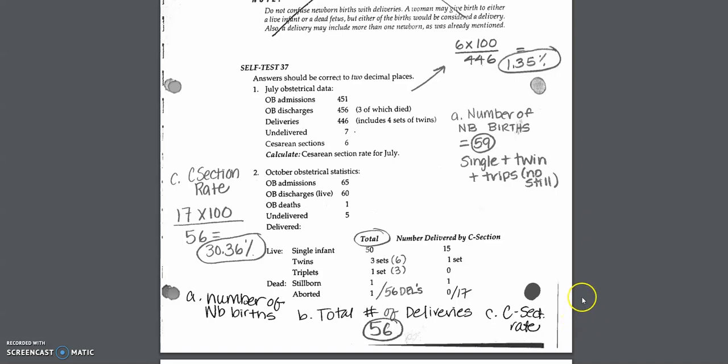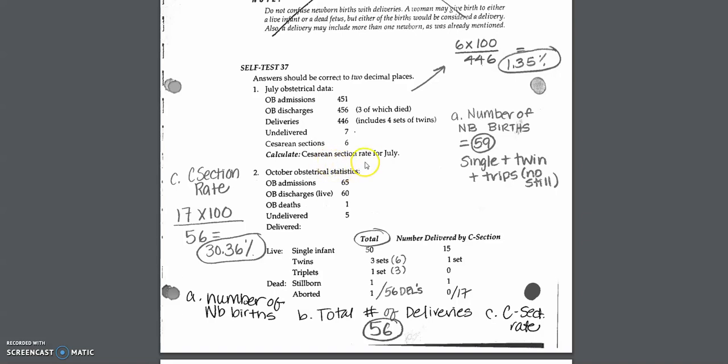One of the most important things that I want to make sure that you get out of these worksheet videos is here at Self-Test 37. Number one is pretty straightforward, where it asks for the C-section rate for July. And I like these two problems together because number one is straightforward, number two is not, and it allows us to talk about how data is presented differently in tables.